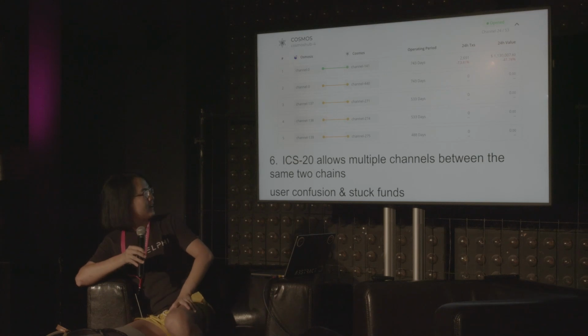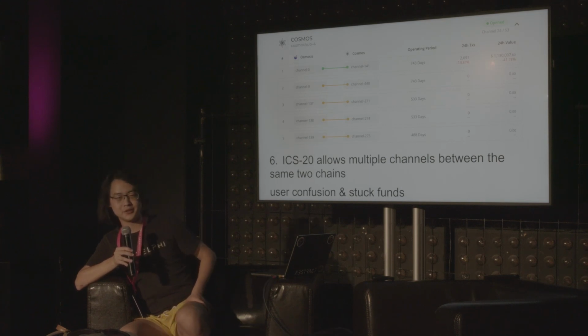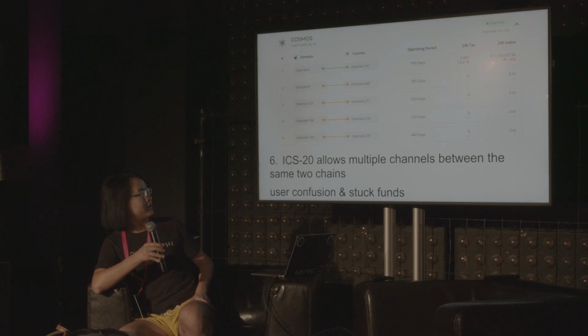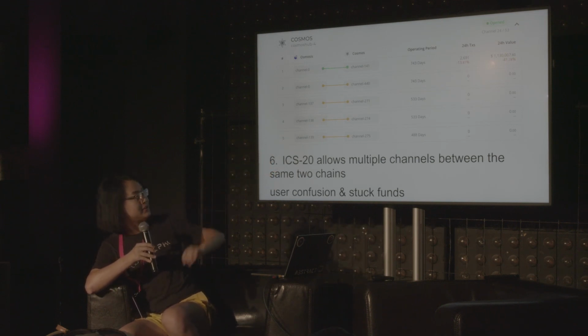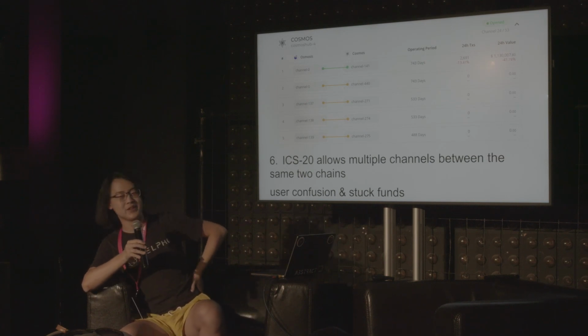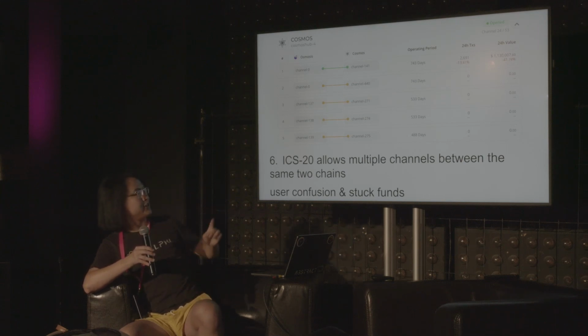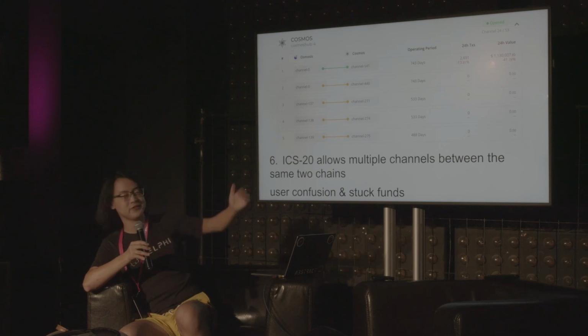Problem number 6. ICS-20 allows multiple channels between the same two chains. And the main drawback for this is user confusion. For example, here I'm looking at Mintscan. This is between Osmosis and Cosmos Hub, and you can see there are 53 channels between these two chains. Only one of them is considered canonical, right? Which is the green one over there. If I'm a confused user, I send my tokens through one of the other channels.